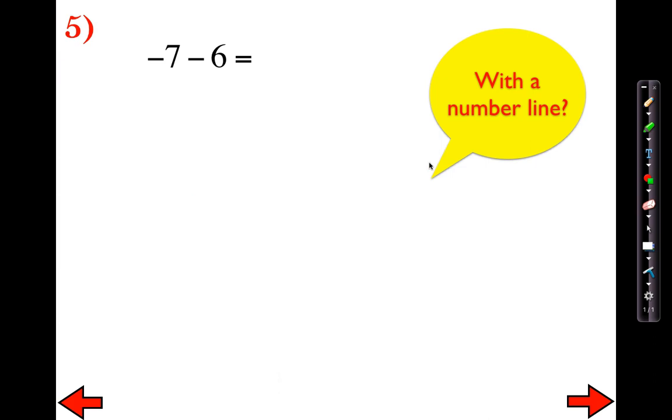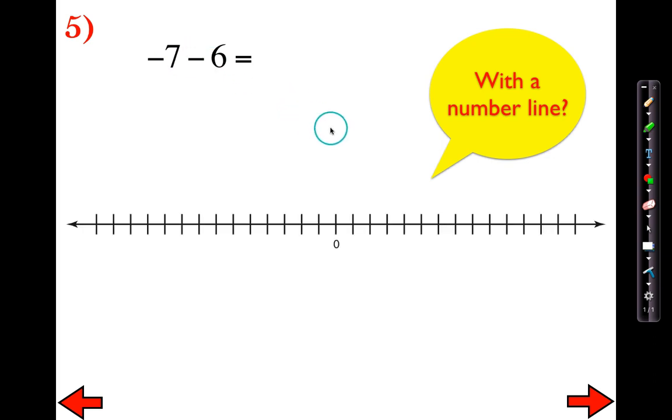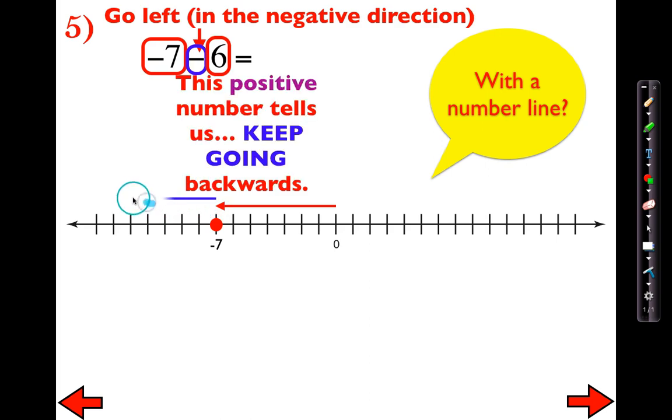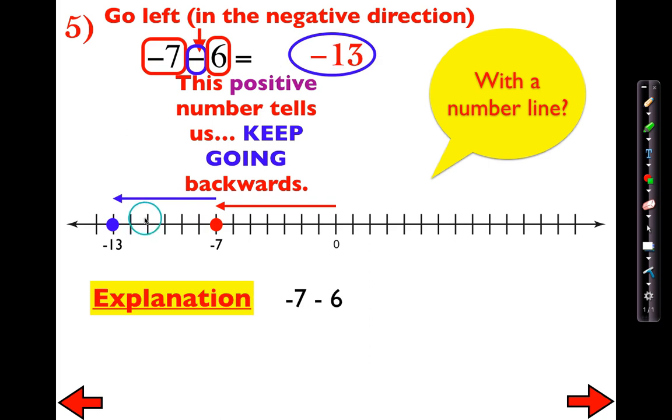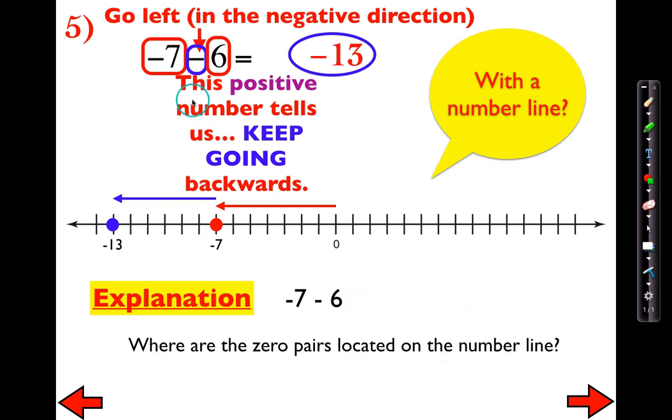Number 5. Let's see. For number 5, I'm going to first start with the origin, going all the way to negative 7. This is subtraction, so I'm going to go backwards 6. So here, starting there, I'm going to go backwards 6 more, which is going to take me to negative 13. So how many 0 pairs are there? I would say 0.